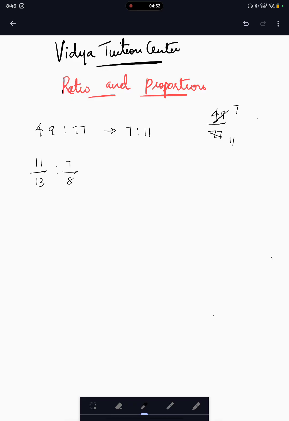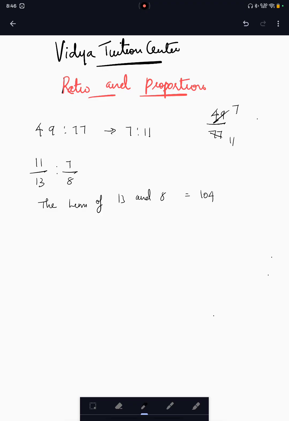Now this kind of question is a bit difficult, right? Why? This is a ratio, and this is a fraction, and this is also a fraction. Now what will you do, let's see. First of all, take the LCM. The LCM of 13 and 8 is 104.